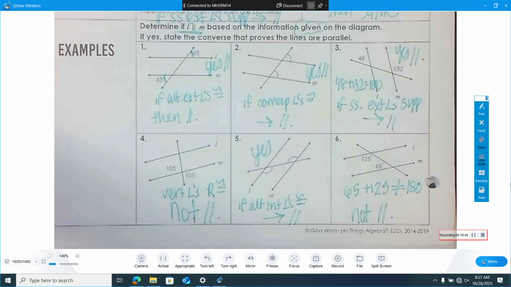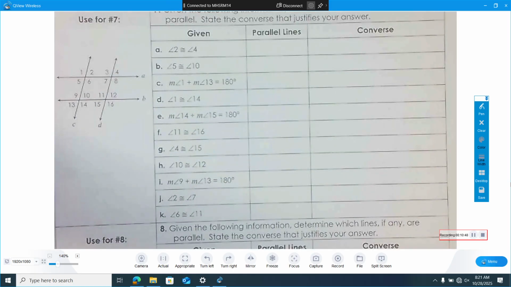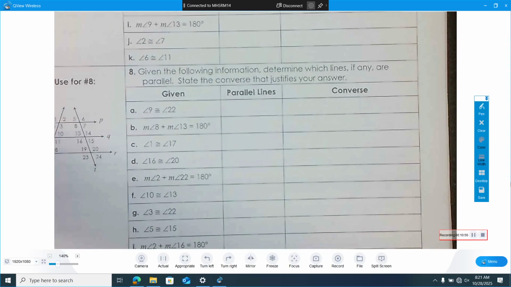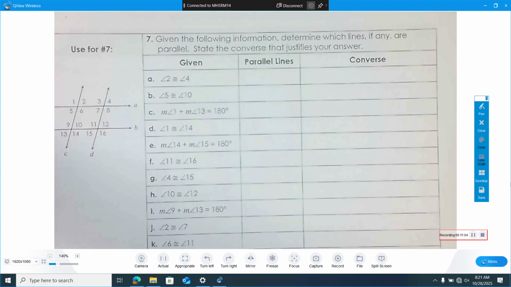All right, super duper. Questions so far? Pretty good. I don't want to do all of these. Let's do number 7 because I like the picture better.